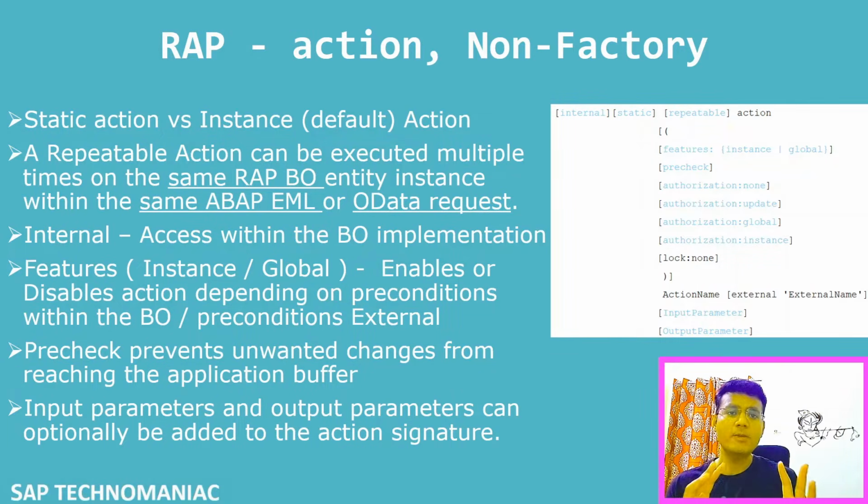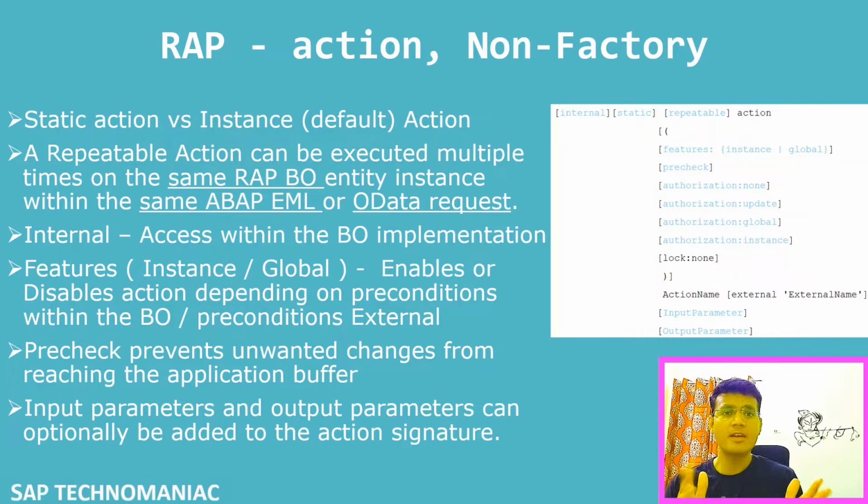By default, an action is an instance action. Instance action means it belongs to any instance of the particular business object. For example, in our case we have the travel entity. In the travel entity we have multiple travel instances, for example 5001, 5002, 5000. These are the travel instances. If a particular action belongs to a particular instance, then we call it an instance action. But if an action does not belong to a particular instance of the business object, and instead belongs to the entire business object, then we call it static.